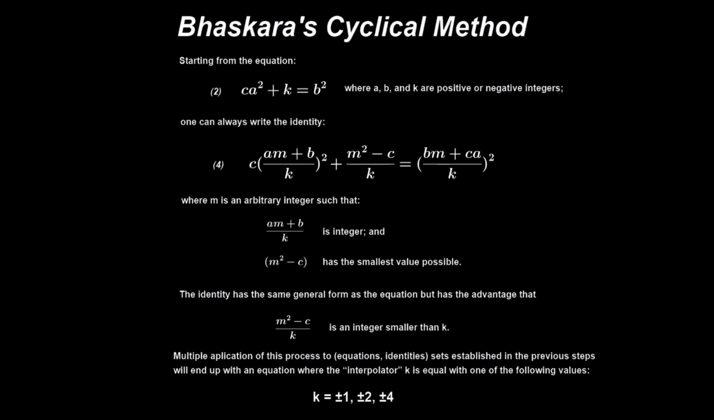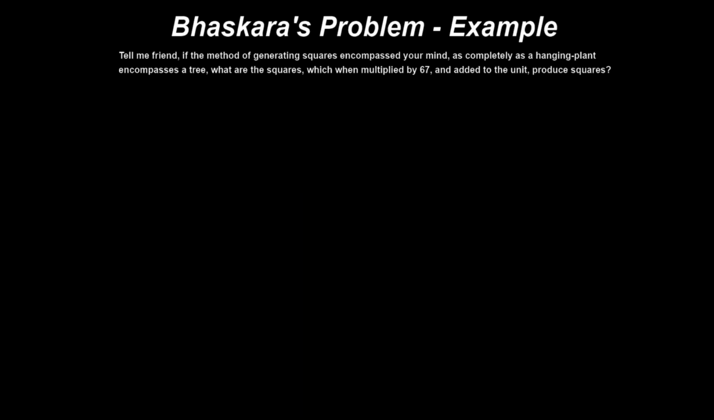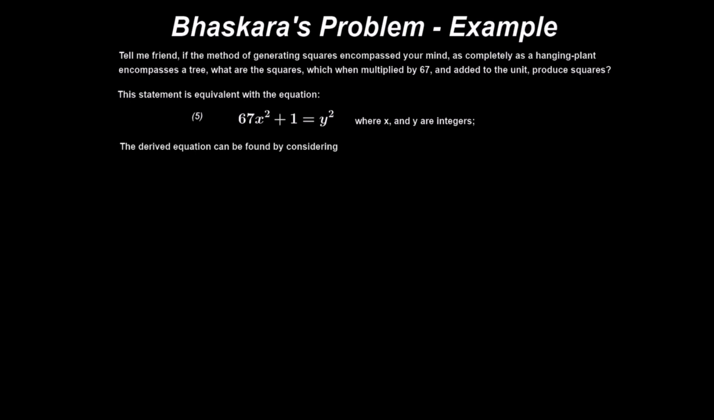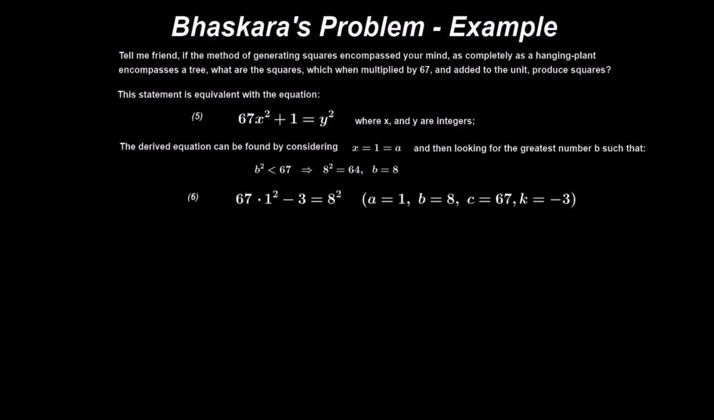The best way to understand this method is to apply it to an example. Part 5. Hands-on example. Let's apply this method to one of the two problems mentioned by Bhaskara himself, in his book written almost 1,000 years ago. Tell me, friend, if the method of generating squares encompassed your mind, as completely as a hanging plant encompasses a tree, what are the squares, which when multiplied by 67, and added to the unit, produce squares?